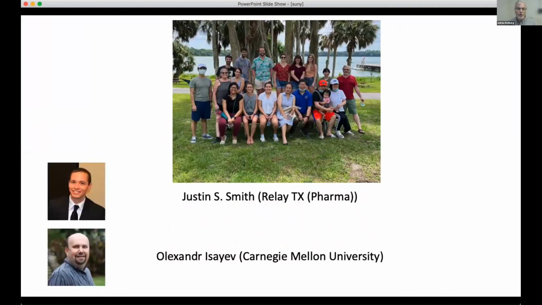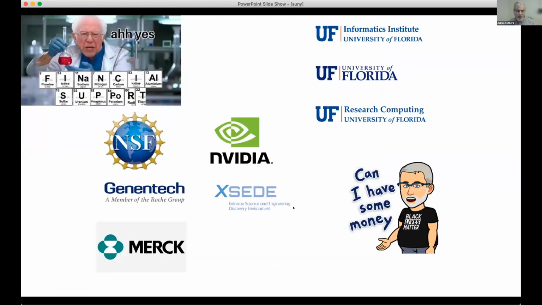That's the group, right? This work was all started by Justin Smith, a fantastic graduate student that went to Los Alamos for some years, and now he's in Boston working with Relay, a pharma. And then Oles Isayev from Carnegie Mellon. And then these are the people that gave us money and support in many different ways.